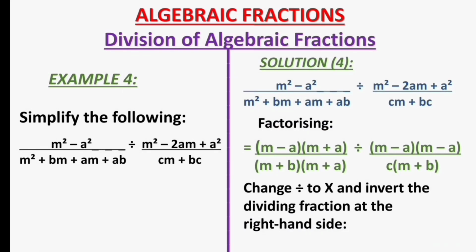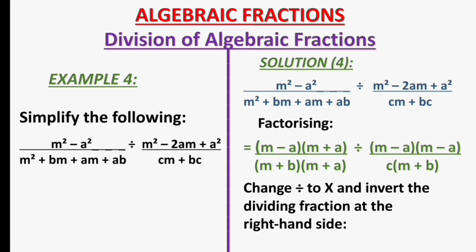In example 4, we are dividing the algebraic fractions (m² − a²) divided by (m² + bm + am + ab) divided by (m² − 2am + a²) divided by (cm + bc). Factorizing these algebraic fractions, we have (m − a)(m + a), representing the difference of two squares, divided by (m + b)(m + a) divided by (m − a)(m − a) divided by c(m + b).